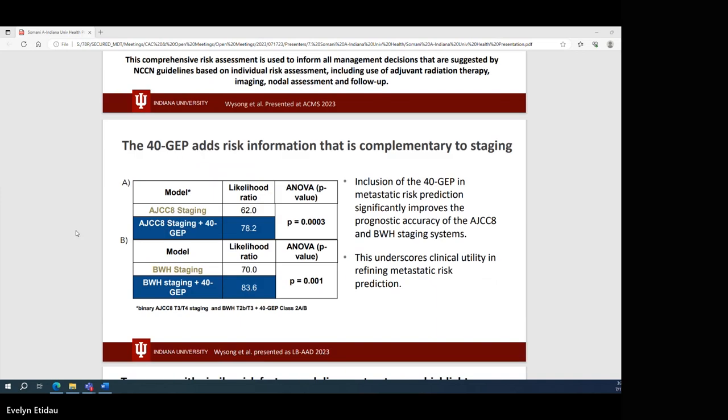So this slide looks at the data from another perspective, and using likelihood ratios confirms that including the 40 gene expression profile test in metastatic risk prediction significantly improves the prognostic accuracy of the AJCC8 and BWH staging systems. This data is important because my colleagues and I never use the gene test result in isolation, but rather in the context of the risk factors or clinical stage of the patient's tumor. So when risk stratification from clinical and pathological factors is used together with the GEP test result, it significantly refines the metastatic risk prediction that we can offer our patients and better informs our management decisions. So let's go to the next slide, please.